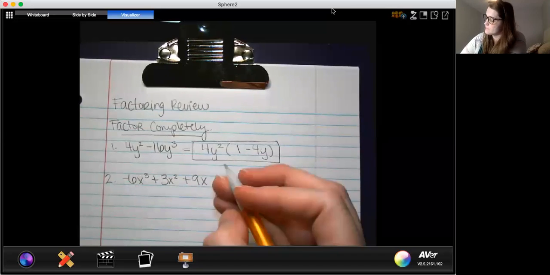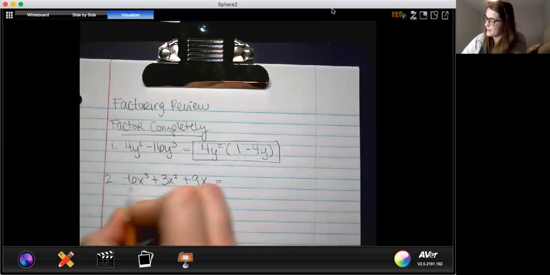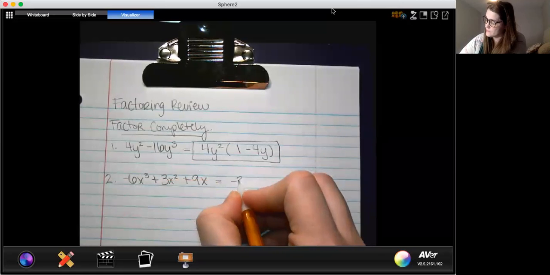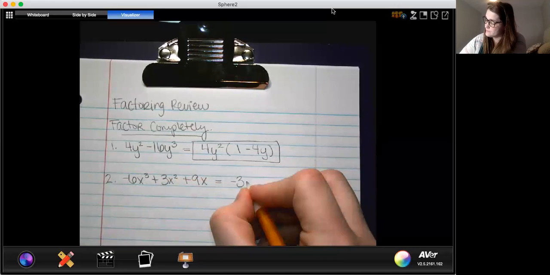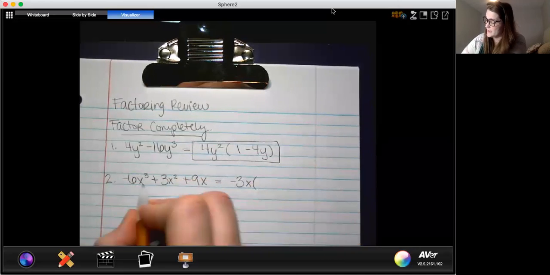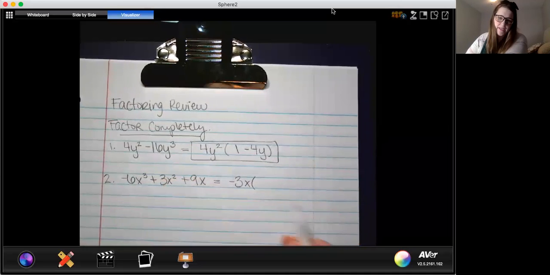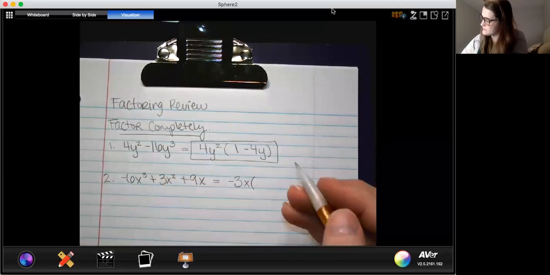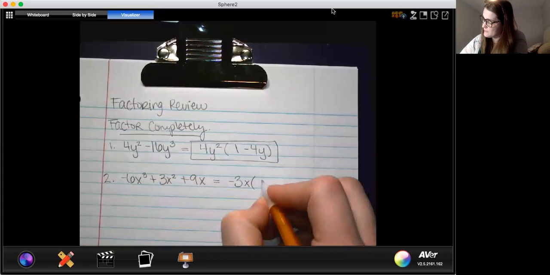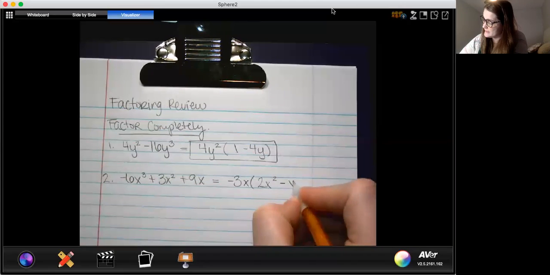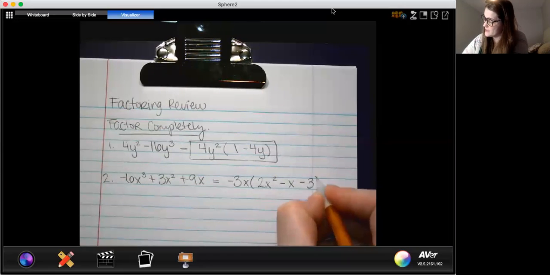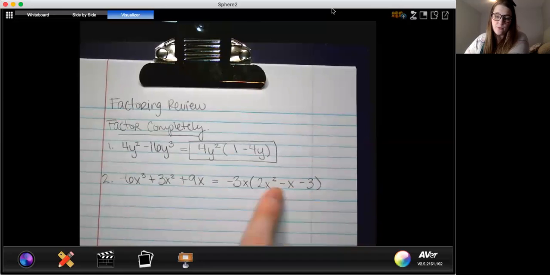Okay, so we're going to pull out a negative 3 versus just 3, and we're going to pull out an x. That's going to make my leading term positive while also taking out a GCF. So I'll be left with 2x squared minus x minus 3. Now at this point, we have a trinomial where a doesn't equal 1. So I want to set it up and see, can I factor further?